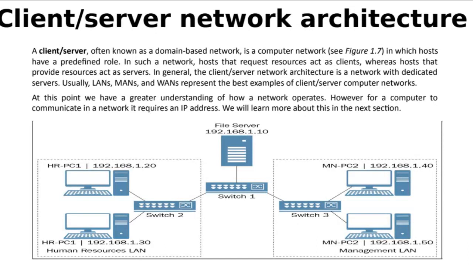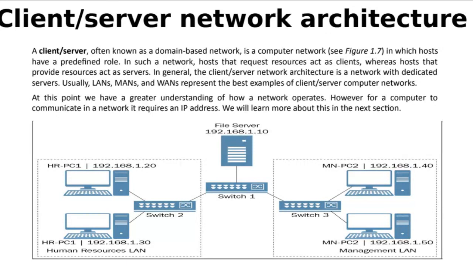In general, client-server network architecture is a network with dedicated servers. We have examples such as LANs, MANs, WANs. MAN is Metropolitan Area Network, LAN is Local Area Network, and WAN is what? Wide Area Network. Very good. So now we have some better understanding of network.